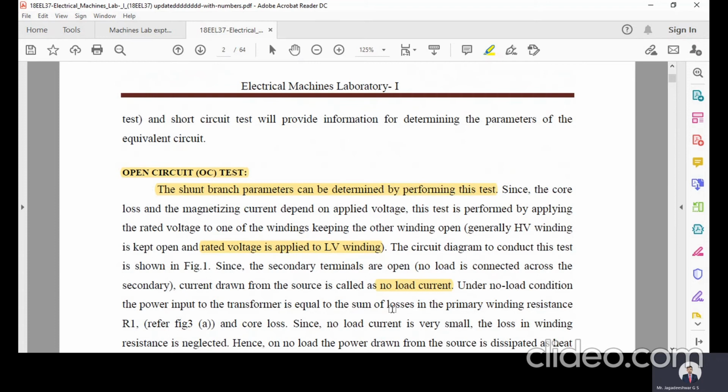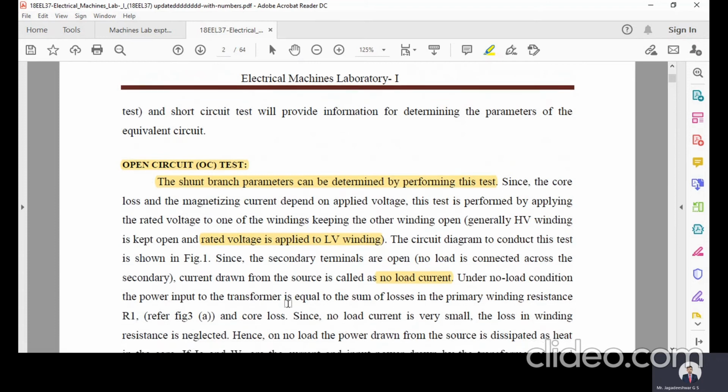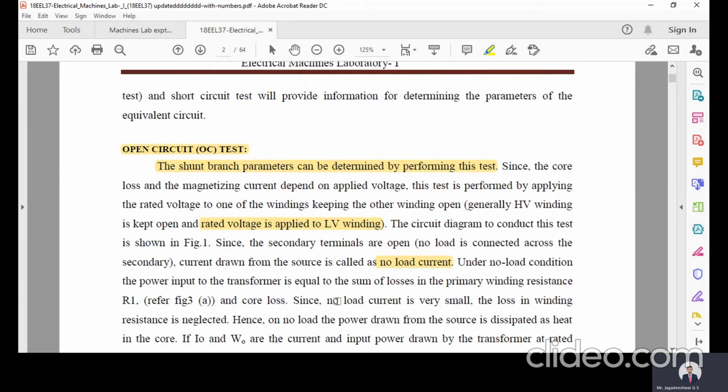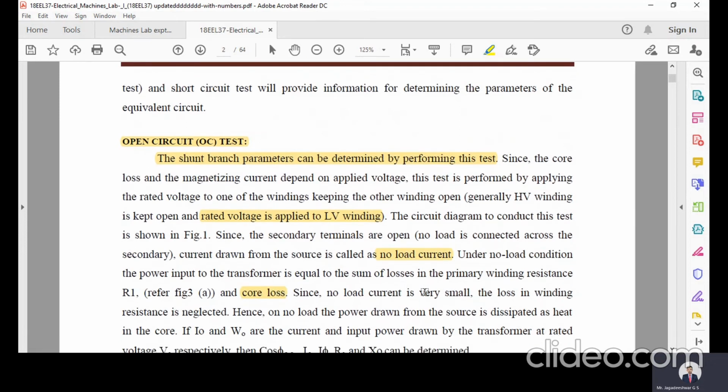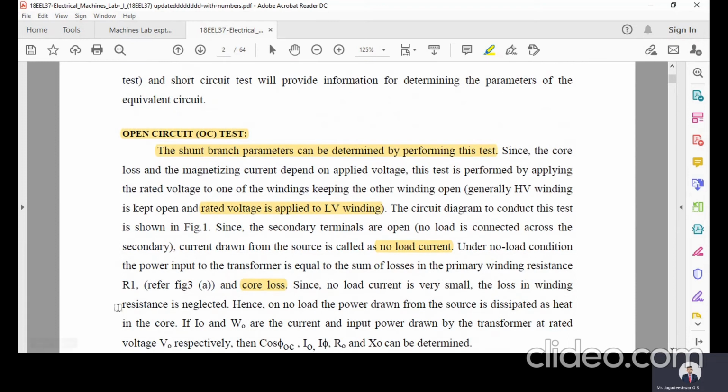open circuit. Okay. Under no load condition, the power input to the transformer is equal to the sum of the losses in the primary winding resistance and core losses. Since no load current is very small, the loss in the winding resistance can be neglected. So whatever the loss that is happening in the primary winding resistance can be neglected because the current will be very negligible. So in case of this no load test or open circuit test, whatever the loss is occurring, it is only core loss. Okay.